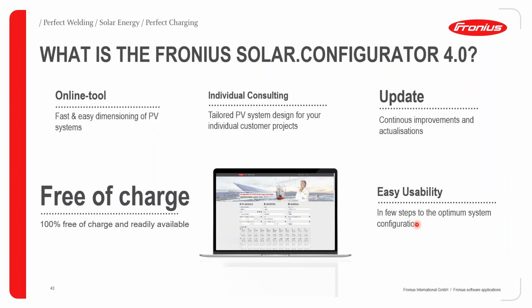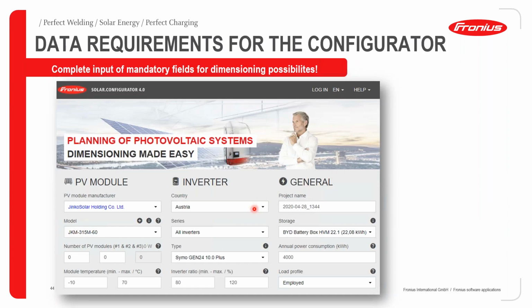So, data requirements for the configurator. This leads us to the composition of the Solar Configurator 4.0, because it gives you the opportunity of inputting all the mandatory fields, which makes it easy for dimensioning. As you can see, it comprises three major components. We have the PV module component, we have the inverter component, and then we have a general one. The general basically means other general settings that you have to make.